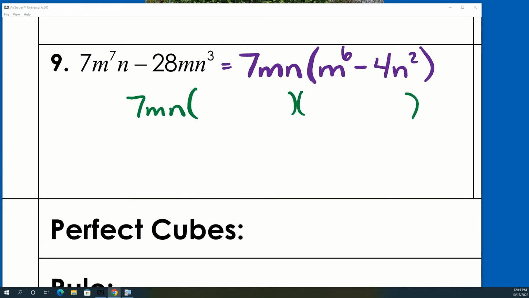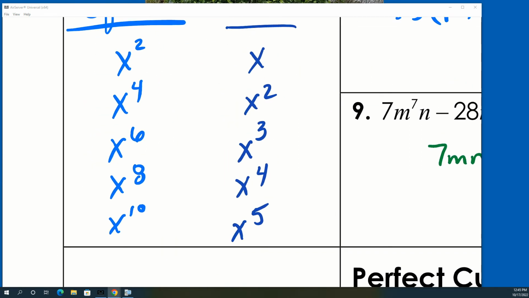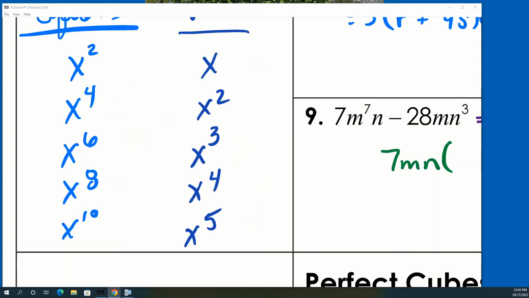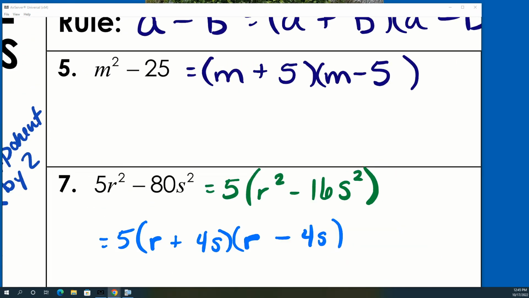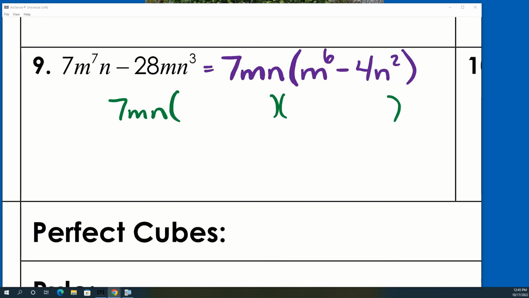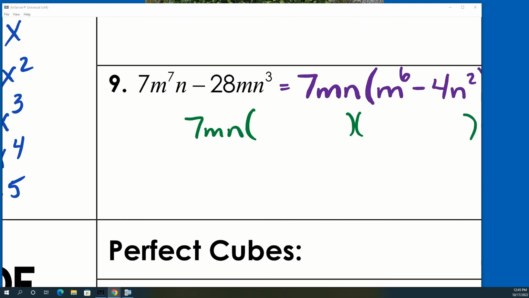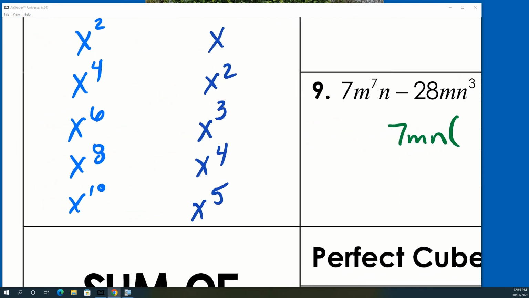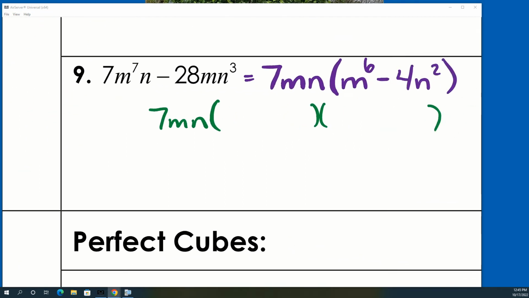All right, m to the 6th is a square. It's in my square list over here, but written as x. That's fine. And then 4, obviously, is a square. It's in my list. So we can use our shortcut for this. The square root of m to the 6th, we just take that 6, divide it by 2, it's going to be 3, so it's going to be m to the 3rd. And then the square root of 4n squared is going to be 2n. And we'll do one with a plus, and we'll do one with a minus.